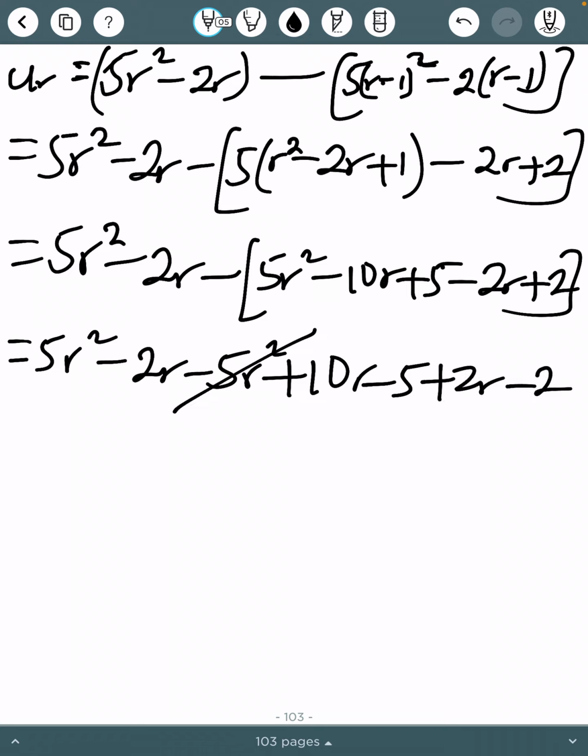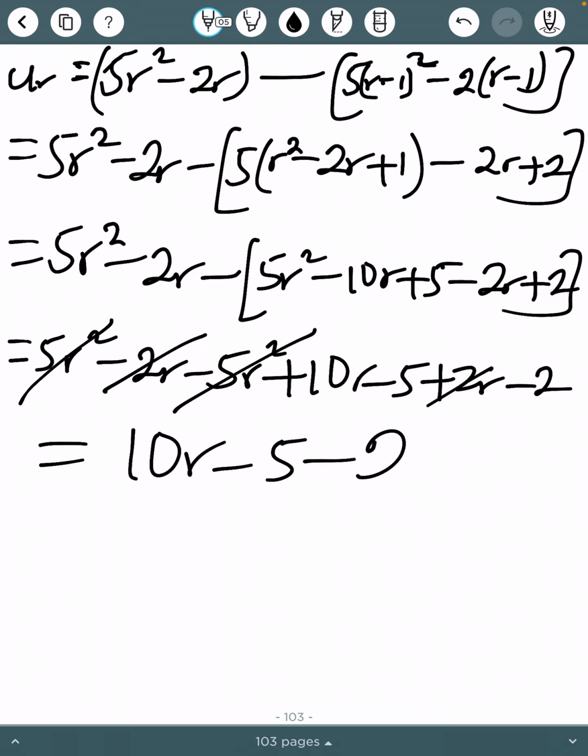So 5r squared will what? 5r squared will eliminate 5r squared. Also minus 2r will eliminate what? Plus 2r. So what does that give me? That will leave me with 10r minus 5 minus 2. So that gives us UR is 10r minus 7. If UR is 10r minus 7, the question says that we should show that the sequence is a linear one.